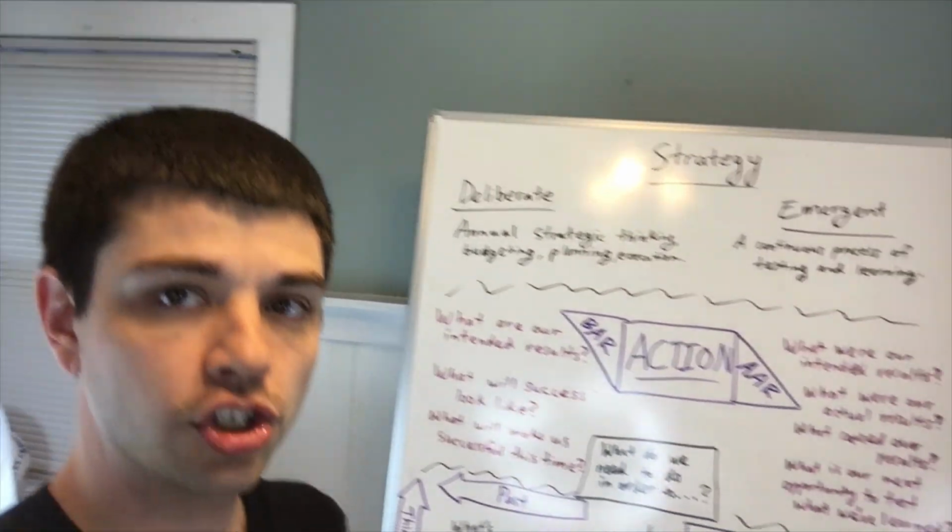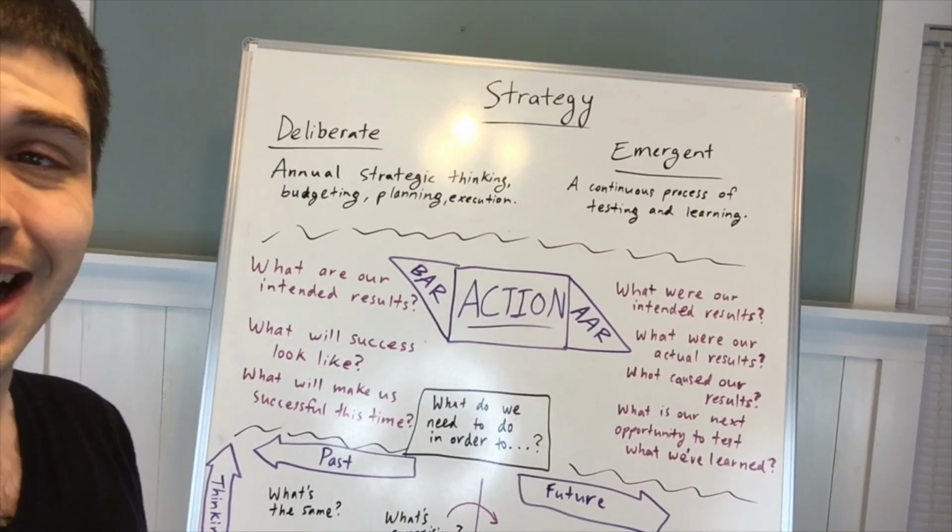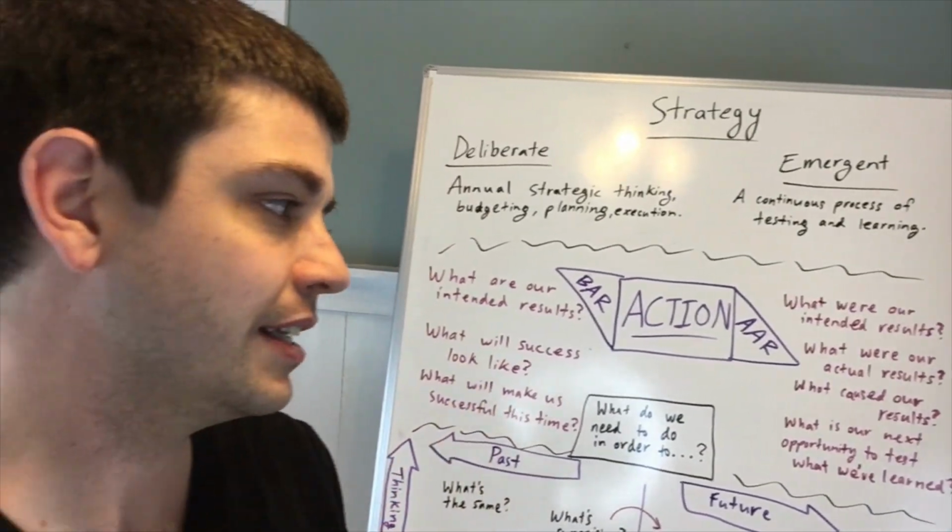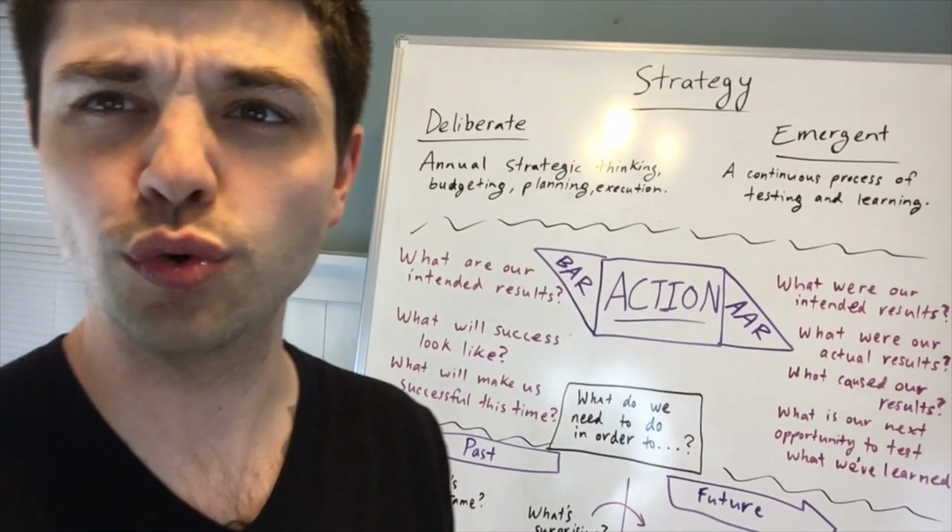So emergent strategy, we need to have two different, let's call them reviews, okay?